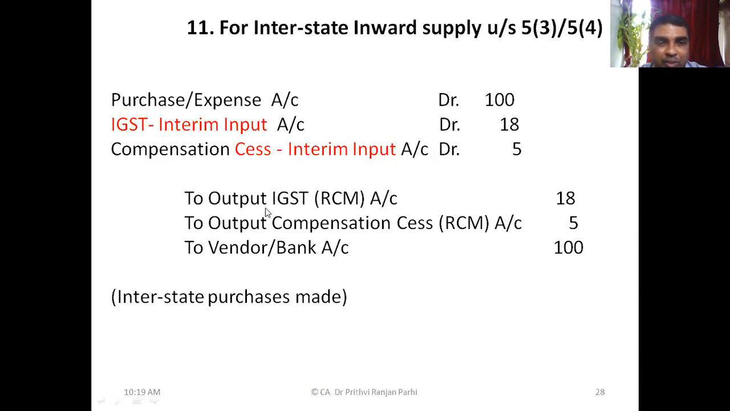The credit will be given to output IGST RCM account, output compensation cess RCM account, and vendor's bank account. These are the three liabilities. I have to pay the vendor this much money, and these two amounts, IGST and cess, if cess is applicable, are RCM, my liability, which has to be settled. Here I am creating the liability. I can say I am making a due entry here. Okay, understood?